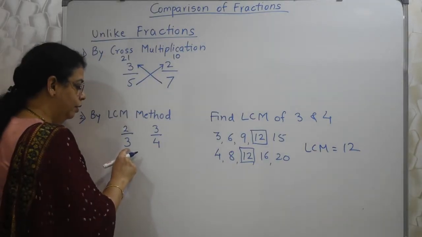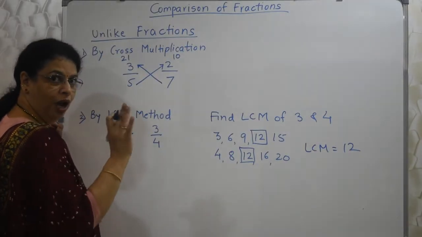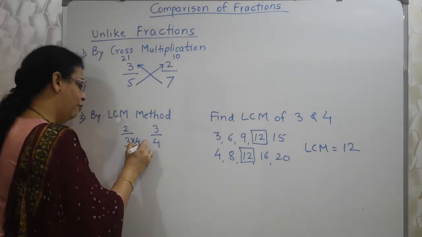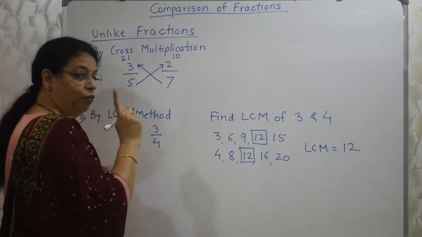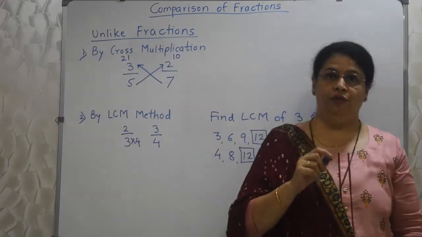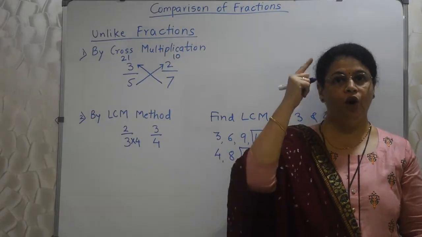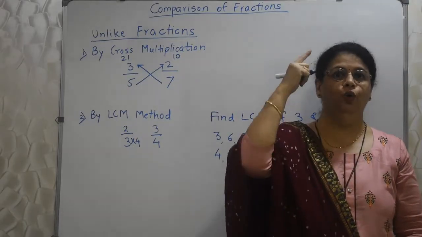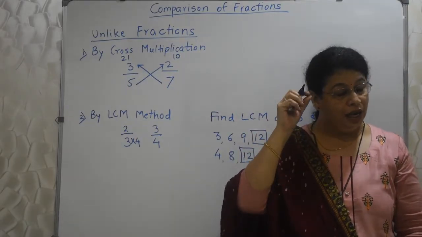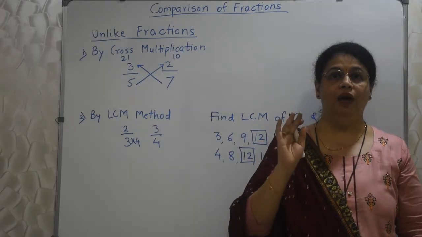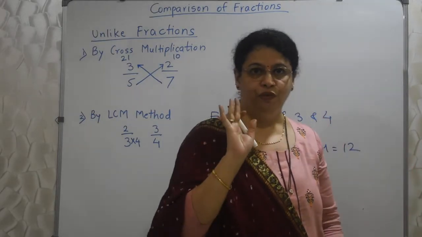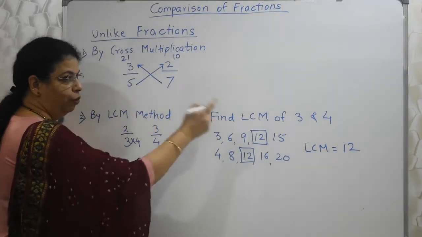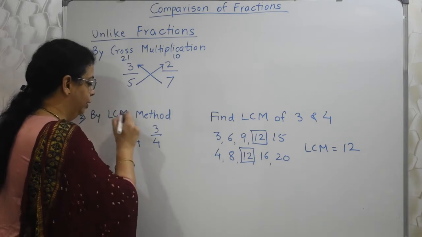If I want to make 3 into 12, addition is not allowed, multiplication. So I need to multiply this by 4. So remember students, very important thing. In case of fractions, whatever you do to the denominator, you are supposed to do to the numerator. Whatever you do to the numerator, you are supposed to do the same thing to the denominator. Otherwise the value of the fraction will change. We are not allowed to do that. So here I am multiplying by 4 because I want 12. So obviously I need to do that here also.